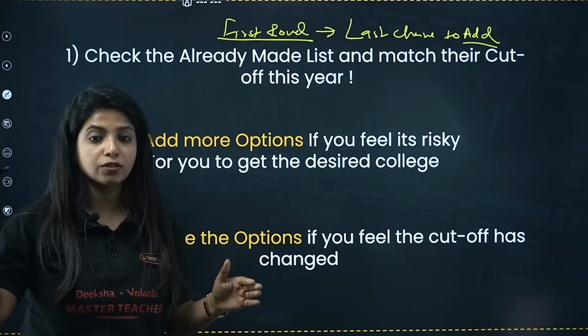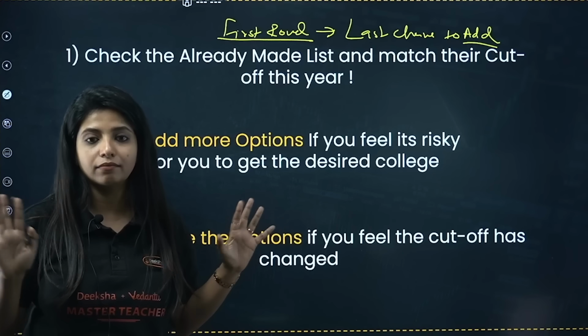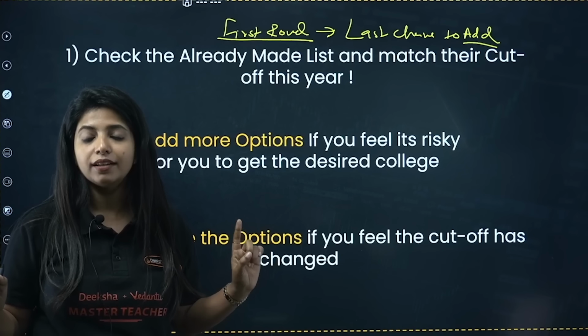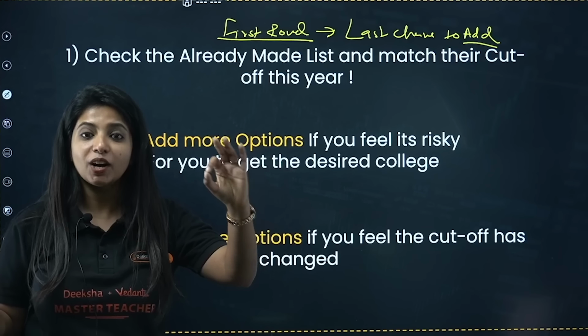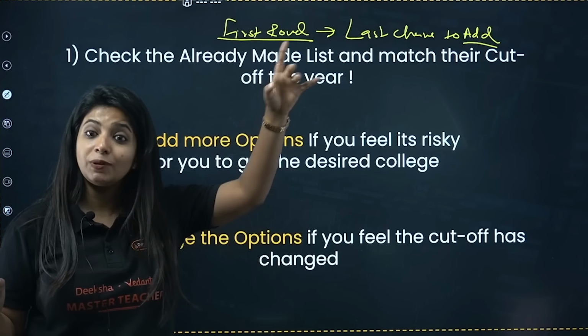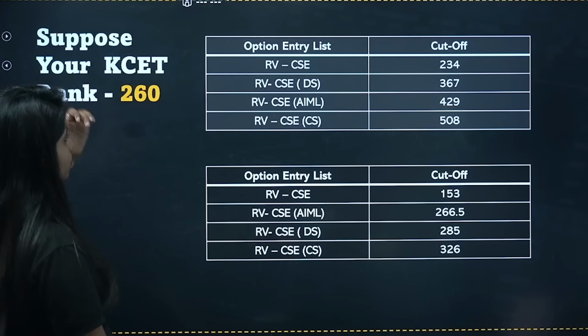Later on, the new colleges and courses, as I said, you can add, but not this one. Cool. So add it, but do not just add it because you want to add it. Add it according to the cutoff. Now rearrange the options if you feel the cutoff has changed. For that, I'll give you an example right over here.